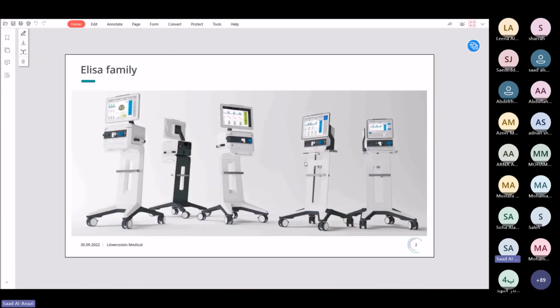Okay. So here in this slide, you can see we have the ELISA family. We have the basic range, which is the ELISA 300 and the 500, and we have the mid-range, which is the ELISA 600, and we have the advanced modality, which is ELISA 800, which is the one we will focus more on in this presentation.